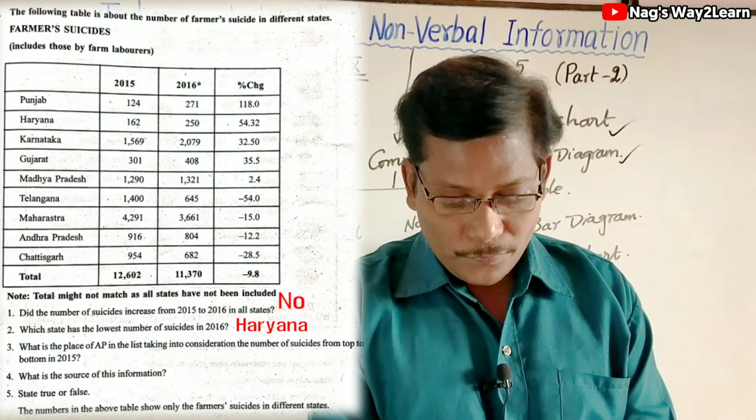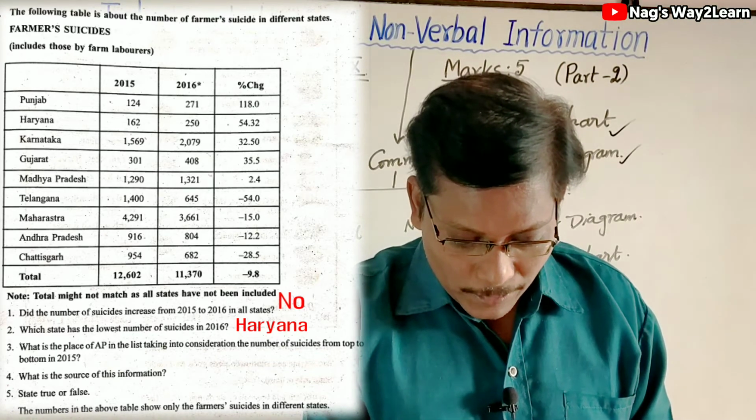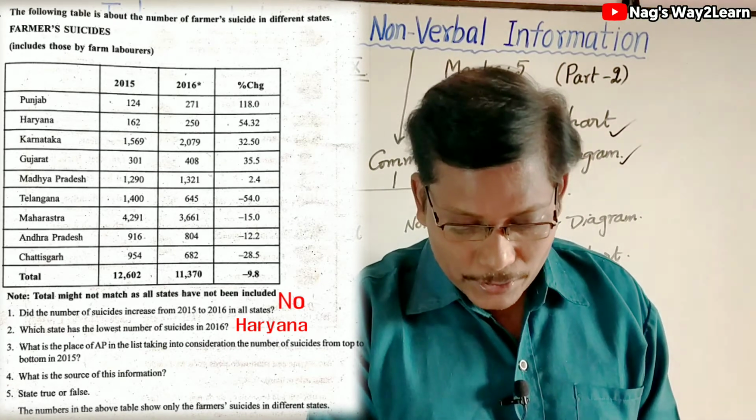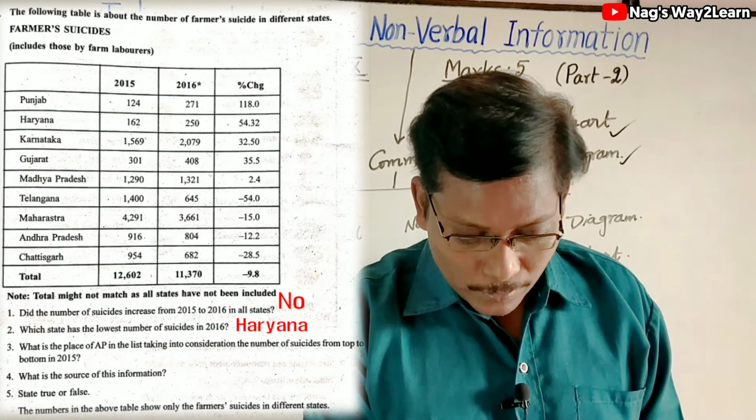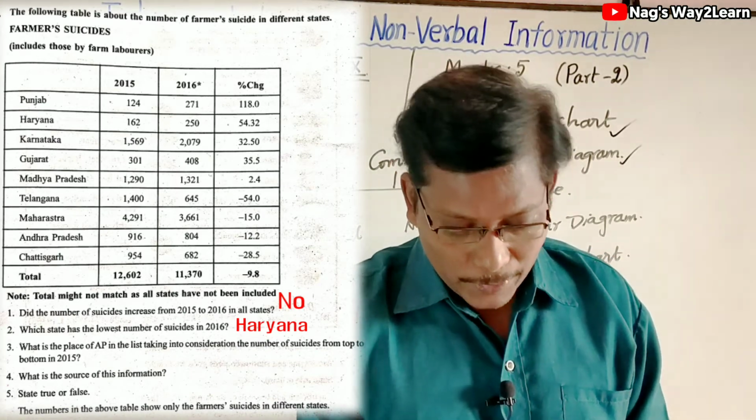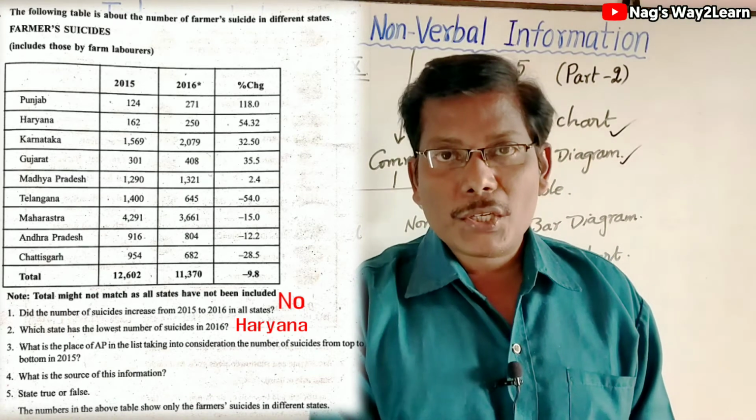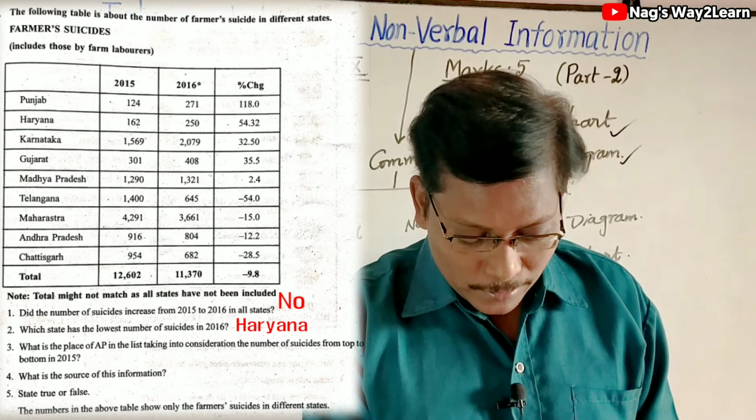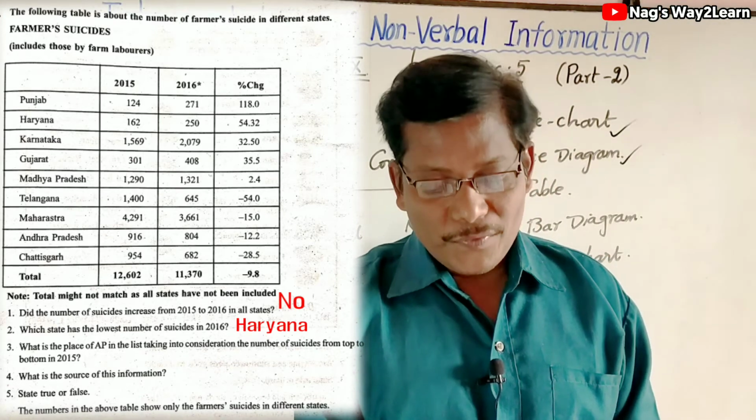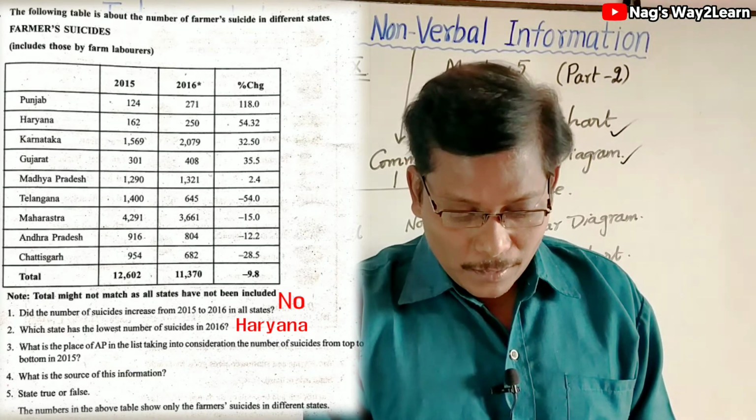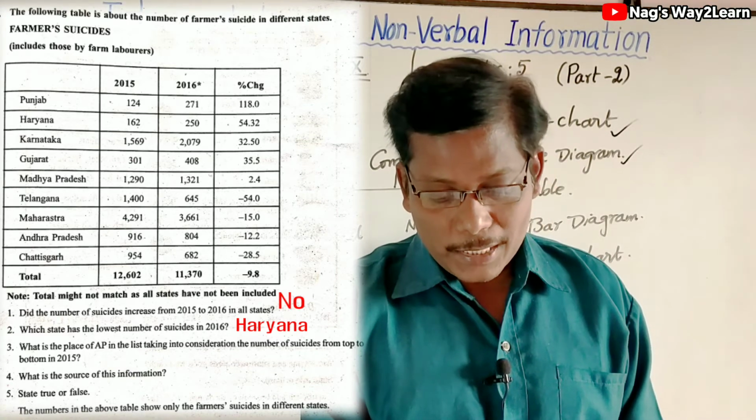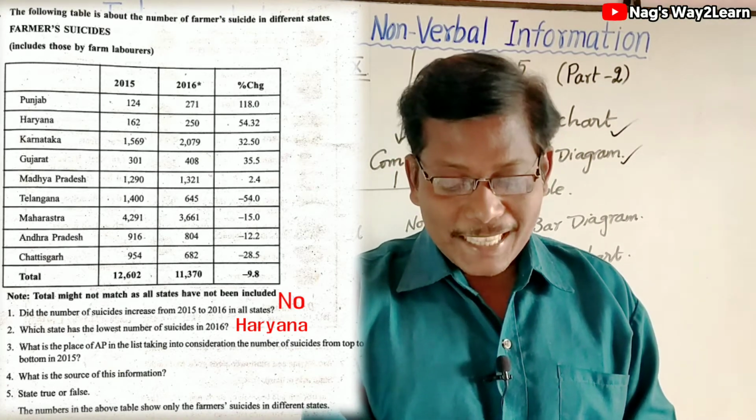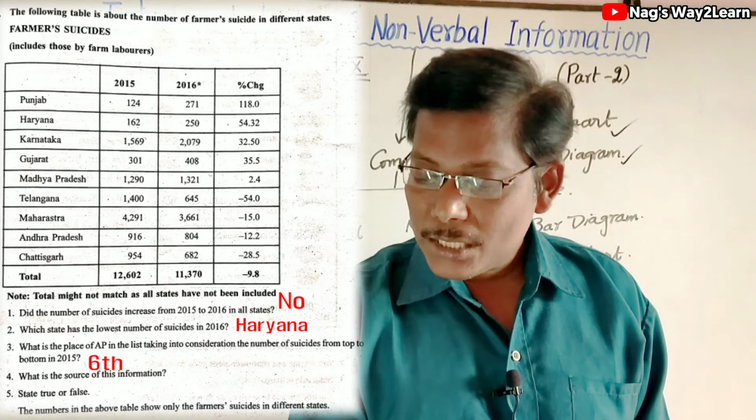4291. This is the first place, and next Karnataka 1569, second place, and next Telangana 1400, third place, and Madhya Pradesh 1290, fourth place, and next Chhattisgarh 954, fifth place, and next Andhra Pradesh 916, sixth place. So Andhra Pradesh is in the sixth place. The answer is sixth place.